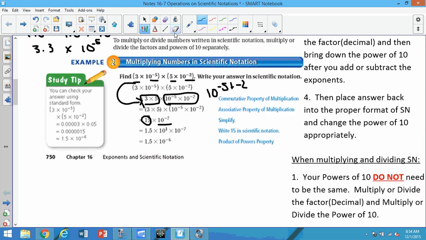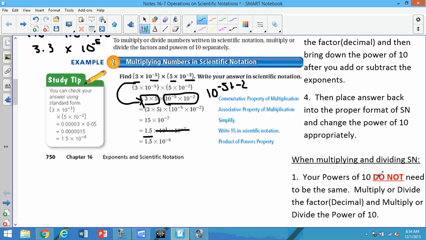Okay, now, you're not done yet because this is not in proper notation. 15 times 10 to the negative 7th isn't correct. It needs to become 1.5. Now, you can do what they did here. I don't. I know that, okay, I have a negative 7. I need to make it 1.5.